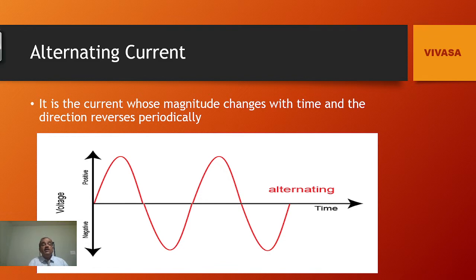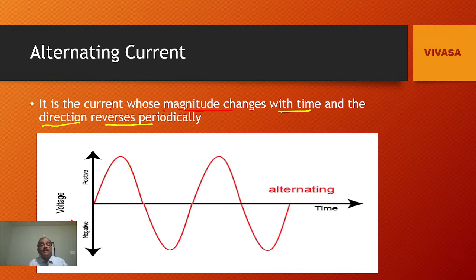Now see what is actually happening here. I can observe that in this current the magnitude is changing. Then, another thing is changing as well: the direction also changes. That means the magnitude and the direction of the current are changing. How is it changing? Magnitude changes with time and the direction of the current reverses periodically.